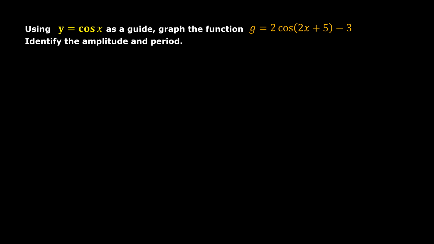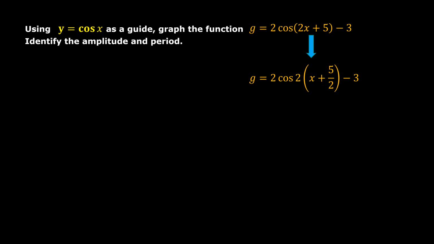Using y equals cosine x as a guide, graph the function g equals 2 cosine 2 of (x plus 5) minus 3. Identify the amplitude and the period. All right, so the first step, before finding the values of a and b, is to take the common factor out of the brackets. Actually, the common factor means dividing by the coefficient of x, which is 2. You have to take 2 out by dividing both terms by 2. So it will be like this: g equals 2 cosine 2 in the brackets (x plus 5 over 2) minus 3.